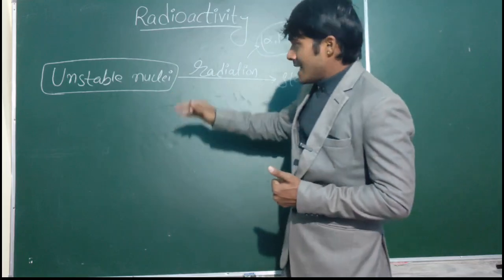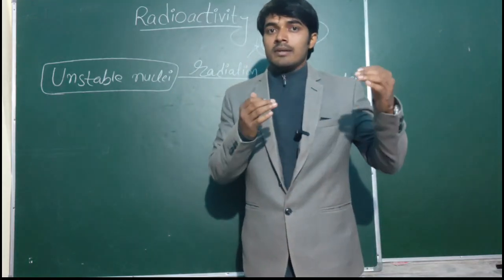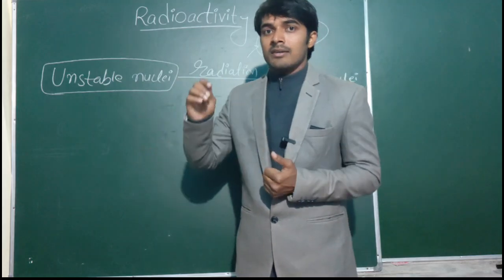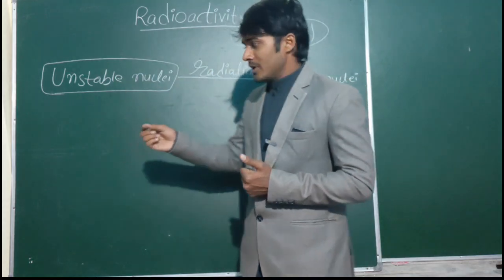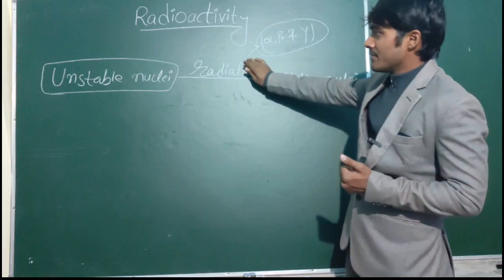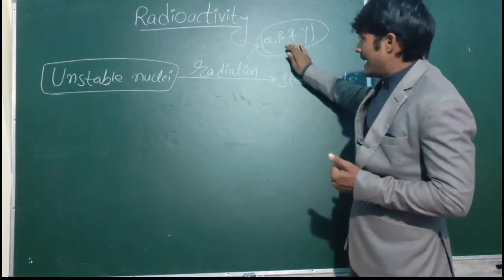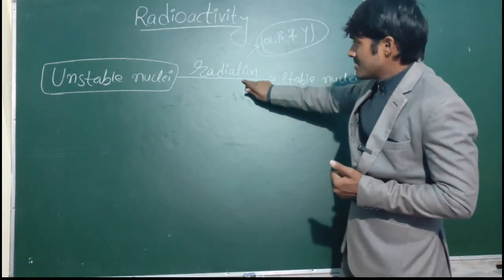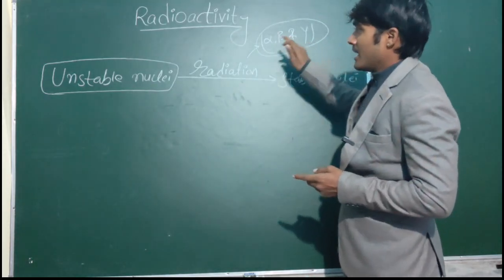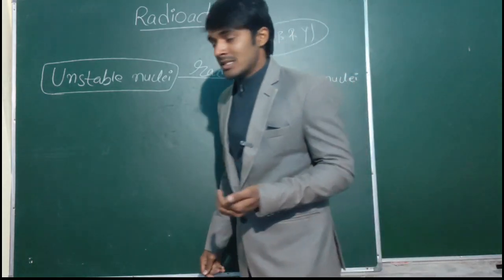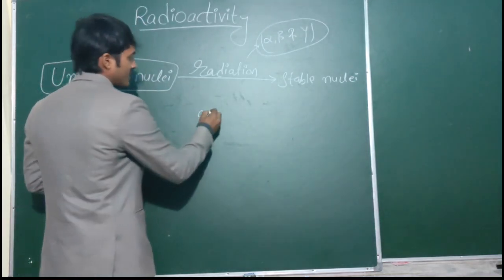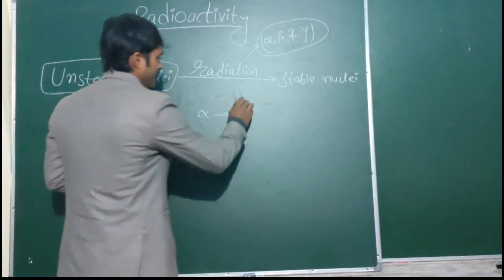And as nature tends toward stability, the nature of anything technically leads toward stability. So in the process of gaining stability, they have to emit some sort of things from the nucleus, and those things are radiations, categorized into three: alpha, beta, and gamma. If we delve deeper into these forms of radiation, one is alpha, and alpha is nothing but a helium nucleus.